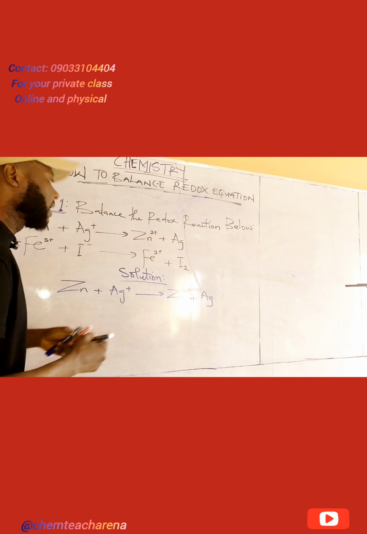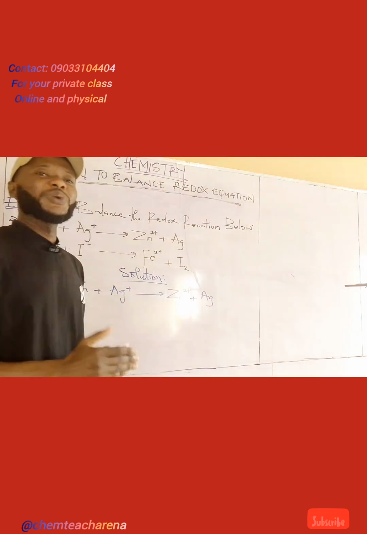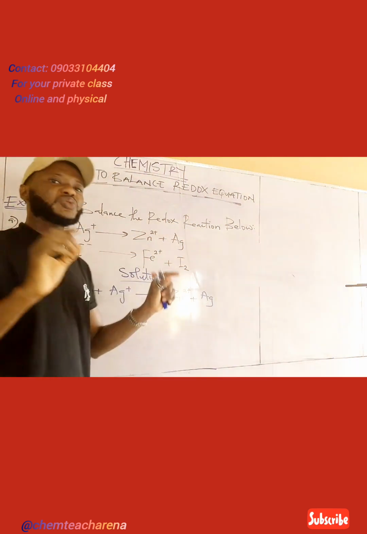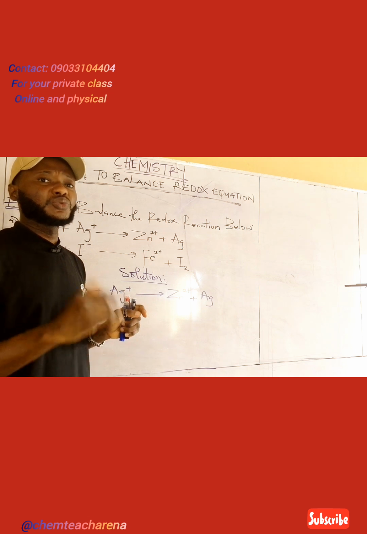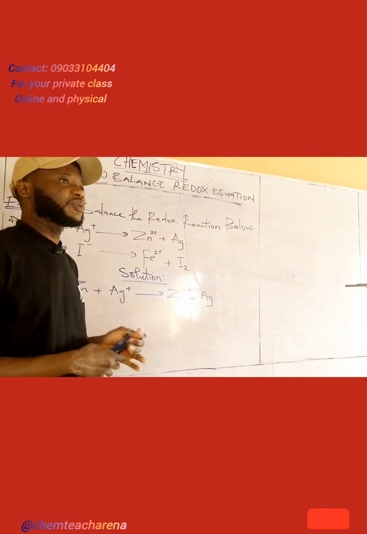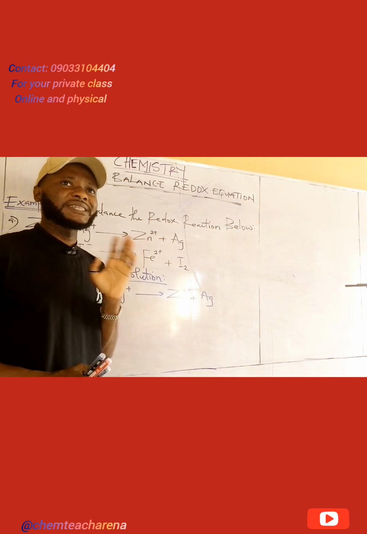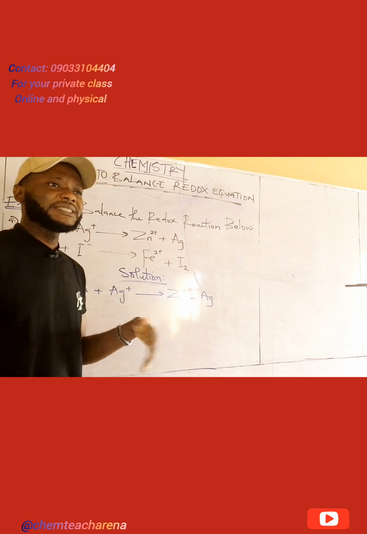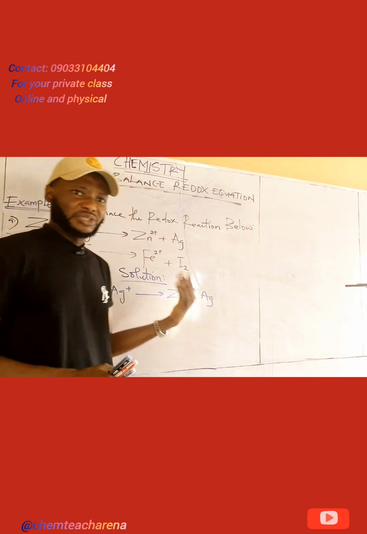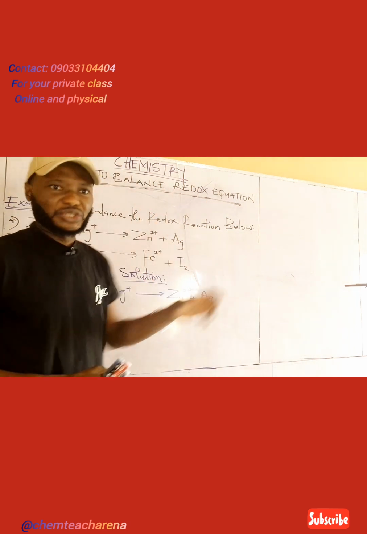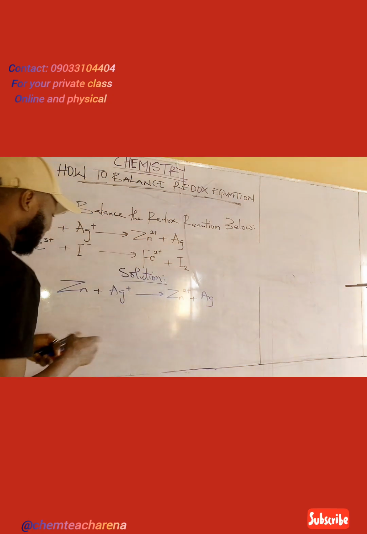So let's balance it. Before we can balance this equation, we have to break this one equation into two half cells, into two half equations. What is a half equation? A half equation is an equation that shows either the reduction or the oxidation part of the full equation. So let's have one of the half equations.